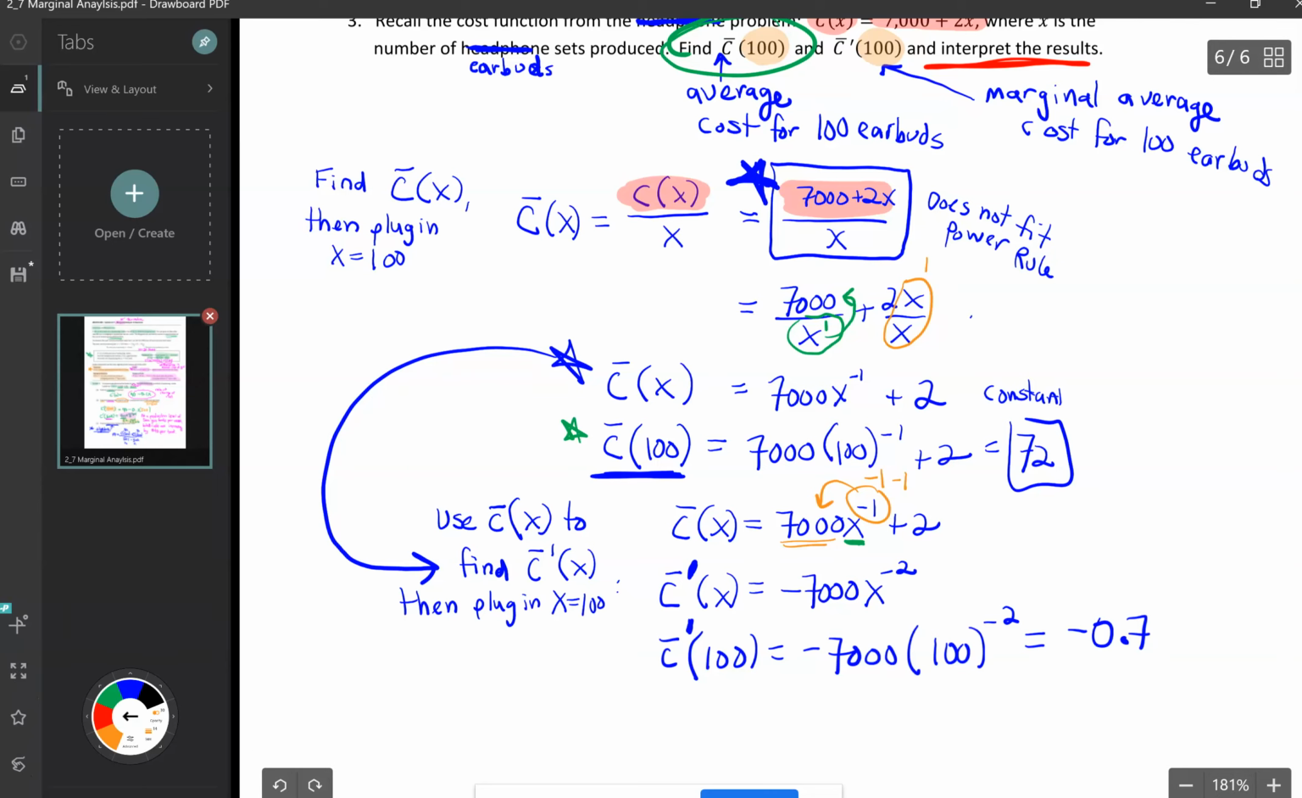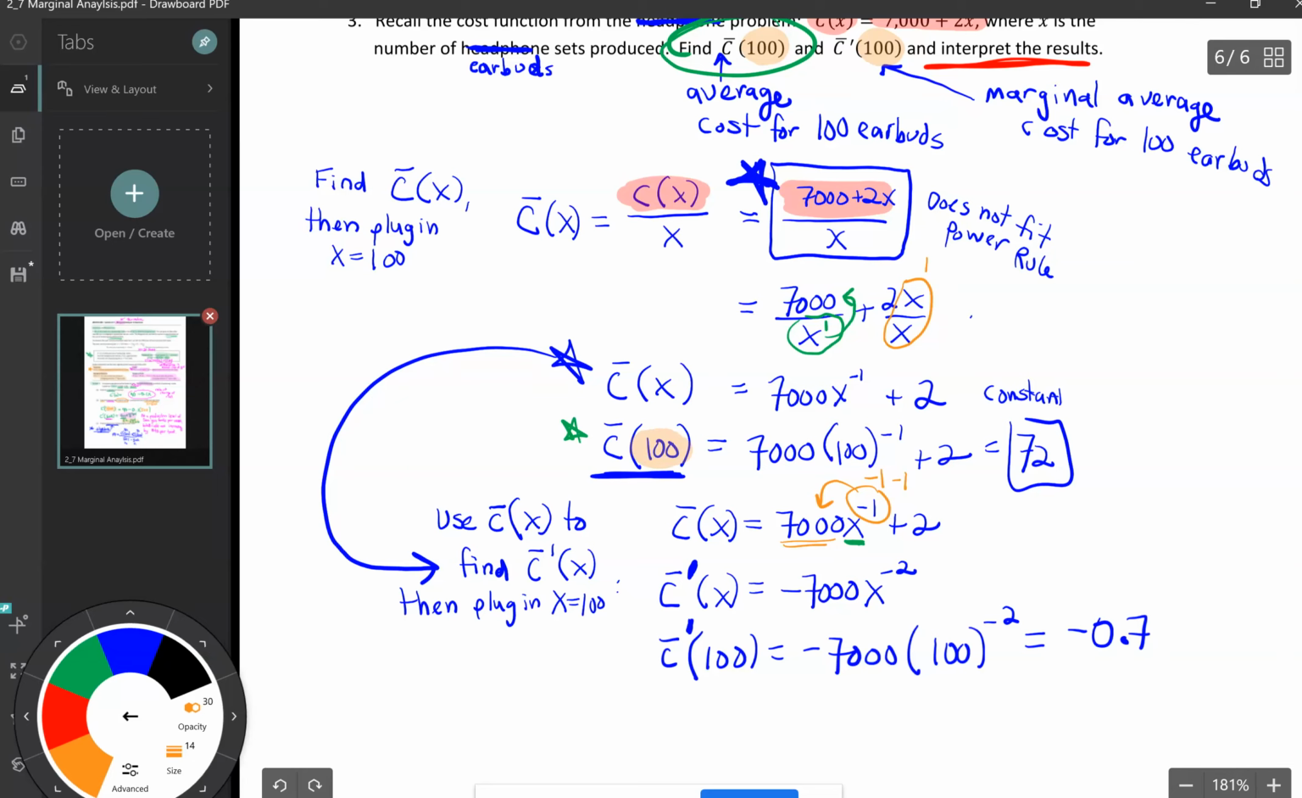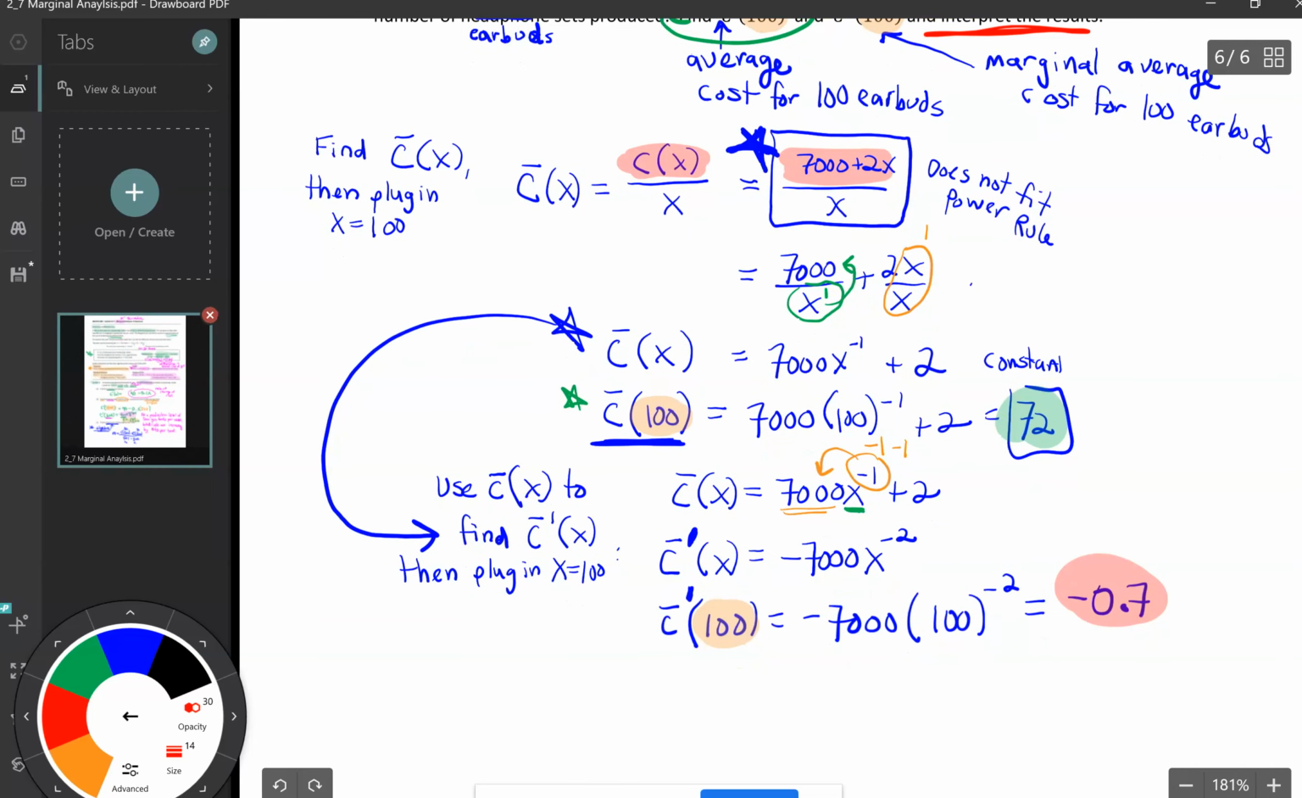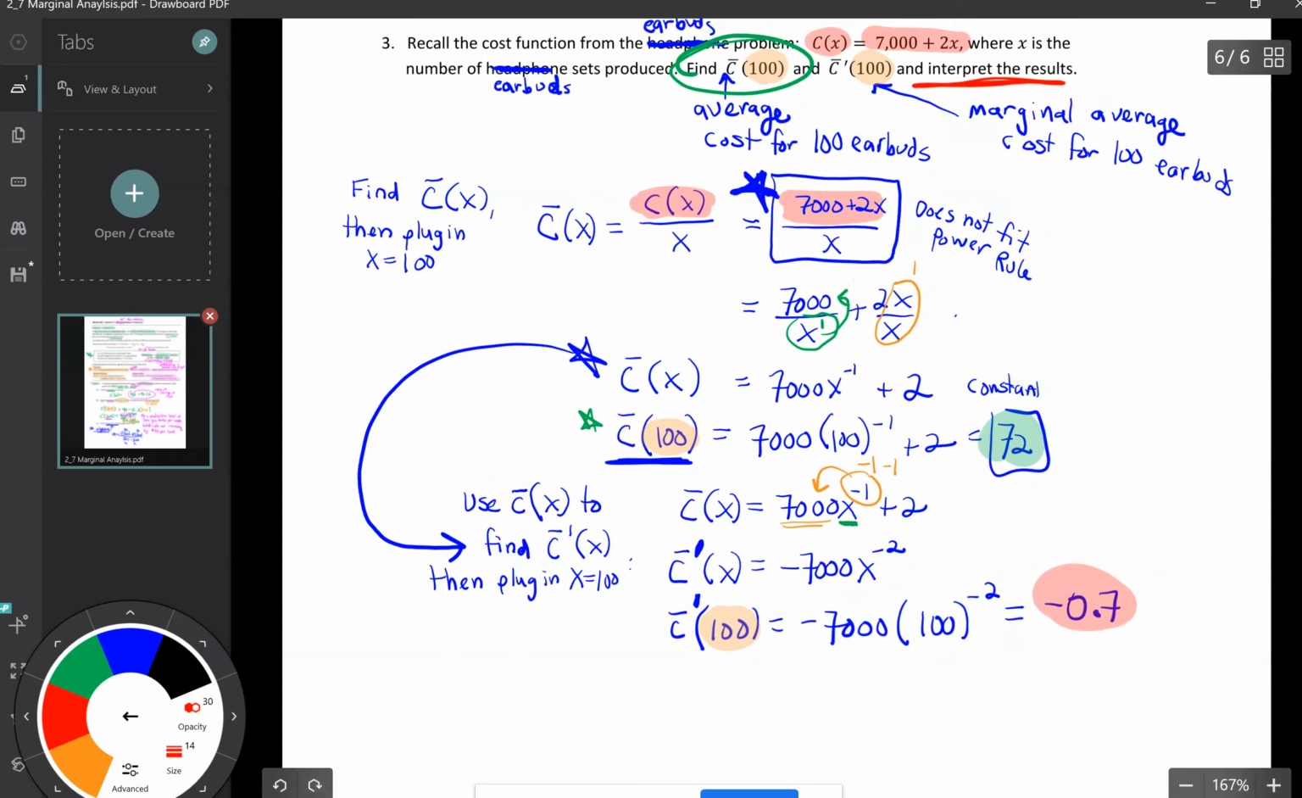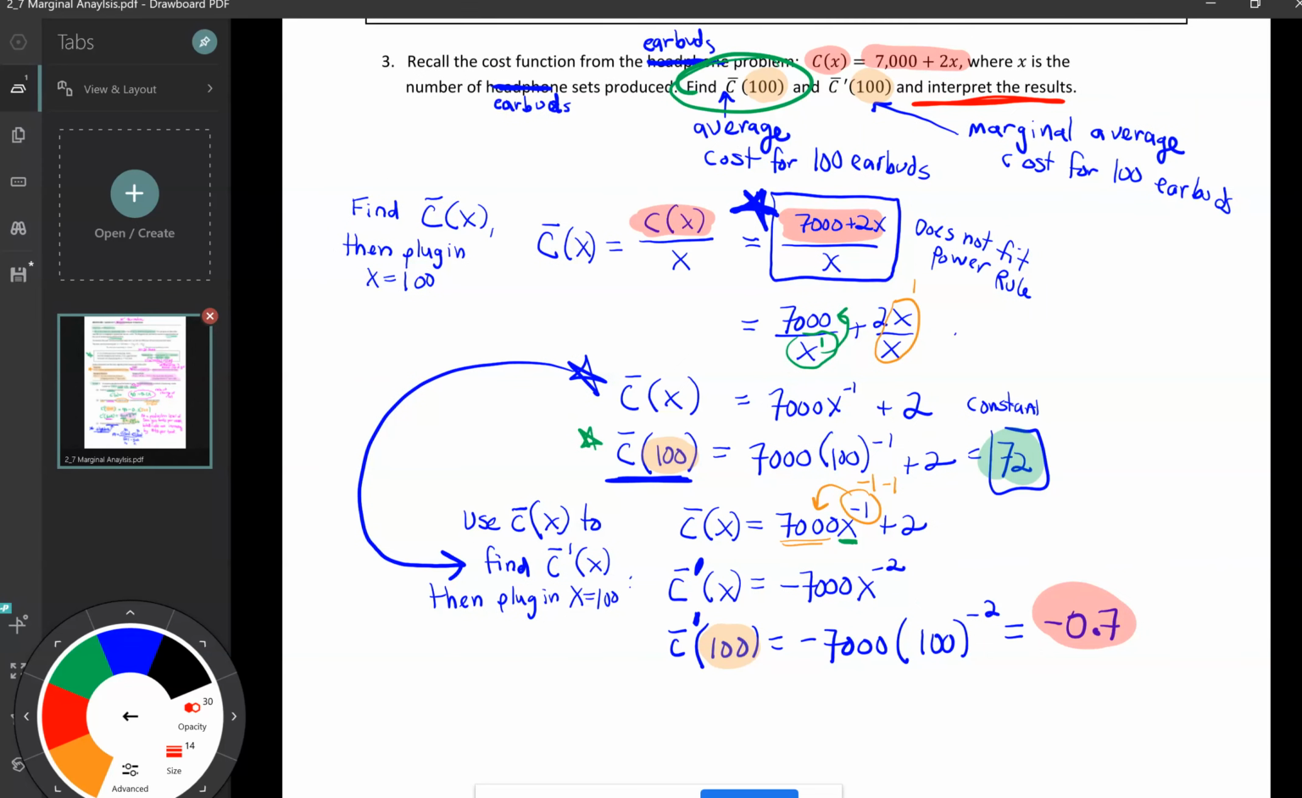Okay. So when I go to interpret these, I have to address the input, and then I have to address what these outputs are telling me. So let's start with the input. What were we plugging into these functions? What did x represent? Up here in my prompt, x is the number of earbuds produced. So when I go to write my sentence, I'm going to say when 100 earbuds are produced. So let me write that down.